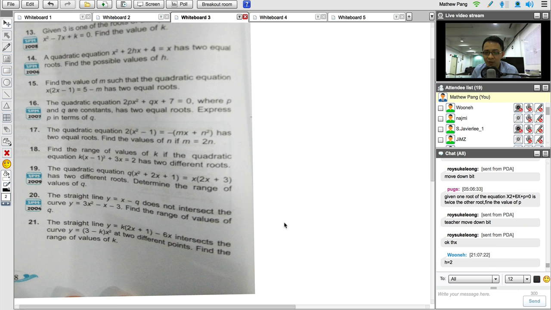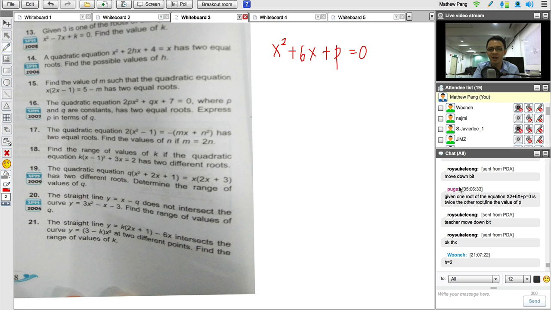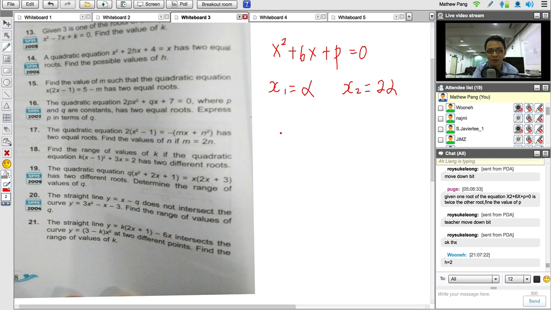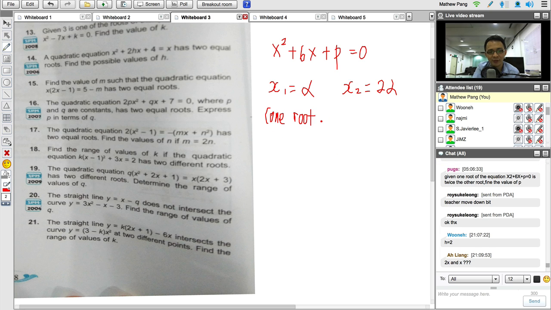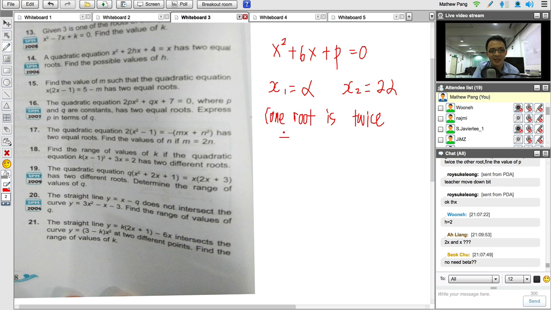Given one root of the equation is twice the other. Find the values of p. Okay, this is the question from Bugs. He gives me one equation, x squared plus 6x plus p equals 0, and then he says given one root is twice the other. That means what? Let's say I got two roots, x1 and x2. If this one I call alpha, this one will be twice of alpha, I call it 2 alpha. This is the meaning of one root is twice the other root.